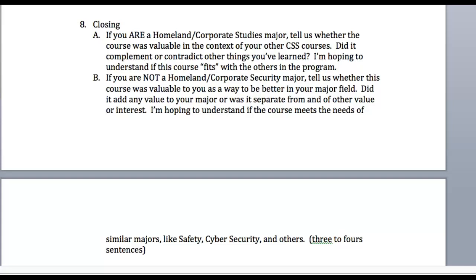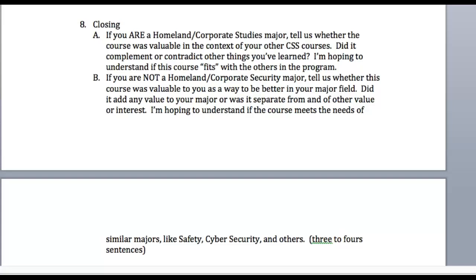And I understand how frustrating it might be that one professor tells you to do something one way and another says another. But I really do want to understand that, especially from the corporate and Homeland Security majors taking our CSS courses, so that I can understand if this fits in well, in your opinion, with the other courses in the program. Conversely, if you're not a Homeland or Corporate Security major, if you're a safety major, a cybersecurity major, we have an English major, we have several other majors in the room, I do want to understand whether or not it added value to your major.